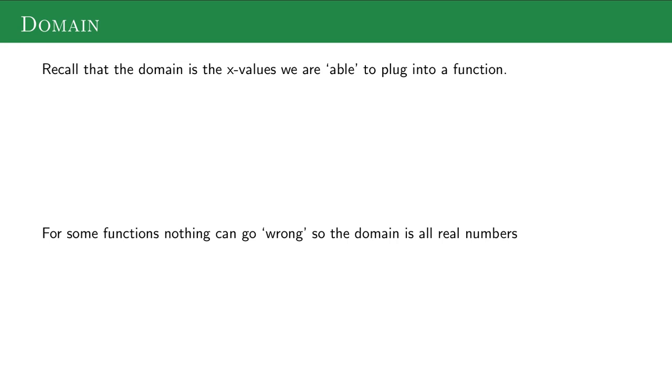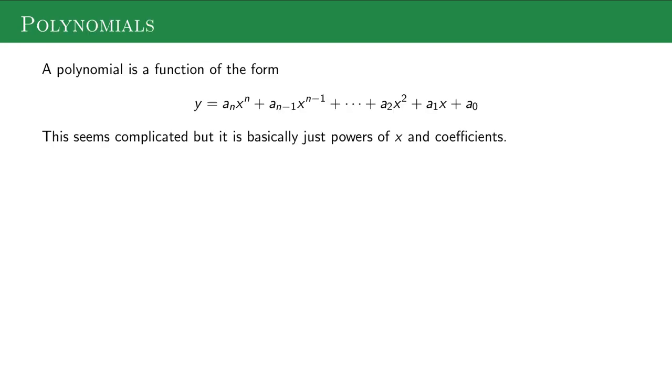Sometimes when you think about what you can plug in, you think about what can go wrong. That can kind of help you figure out the domain as well. All right, so a polynomial is just a function of this form. It looks really complicated, but if you see powers of x with coefficients in front of them, then that is a polynomial. So all these examples just have powers of x.